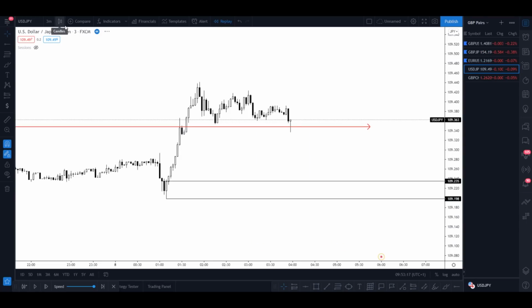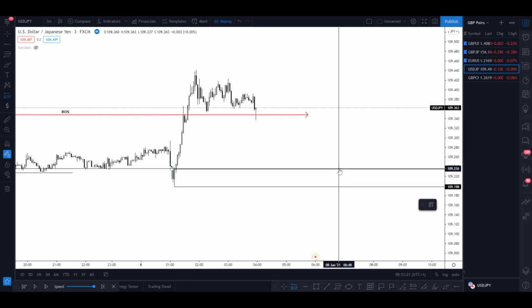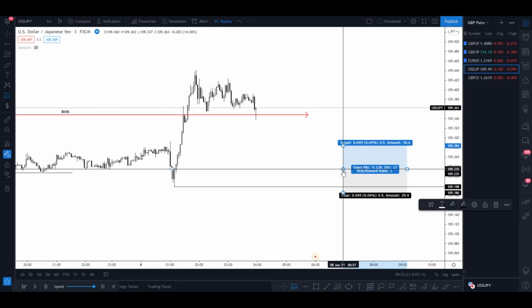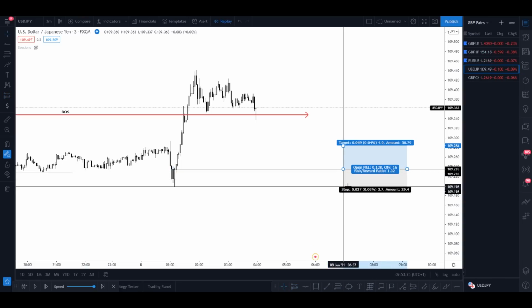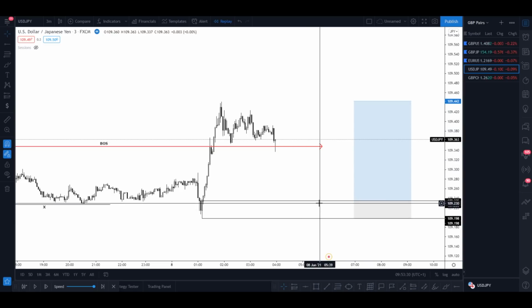Now someone might say, okay, how'd you do that? Well, I refined to the 3 minute POI. From here, I set my limit. The limit was set right over here at the open of the institutional candle. Stop loss just at the low, and we're not accounting for spread. If I were accounting for spread, it would be different.